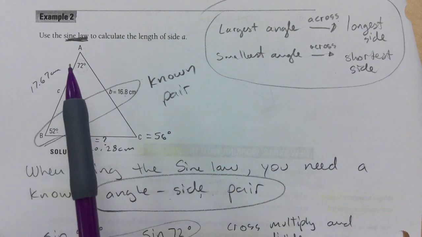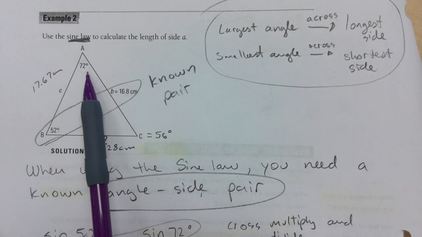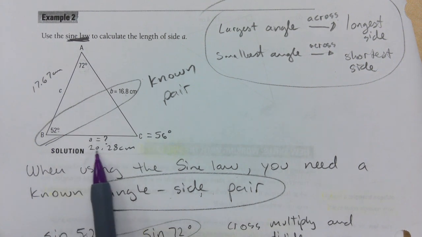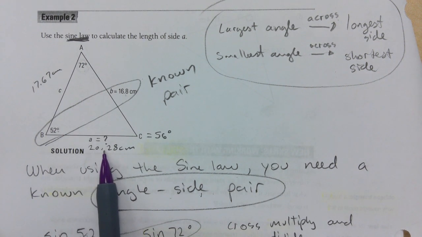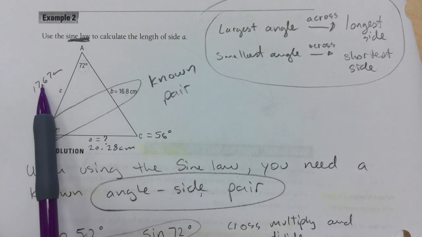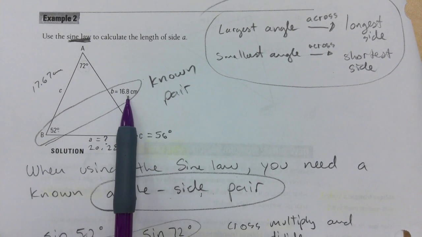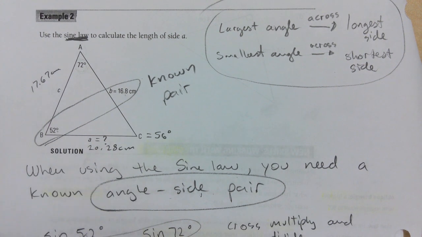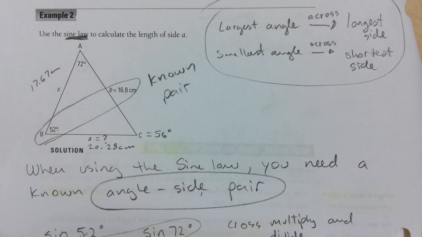Which one is your largest angle in this triangle? It's 72, and the longest side is across from it. The second biggest angle is this one, which is 17.67, which is slightly bigger than the smallest angle, which is across the smallest side, right? So that's how you check.